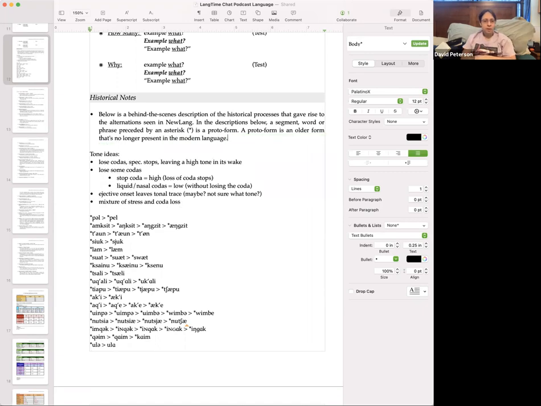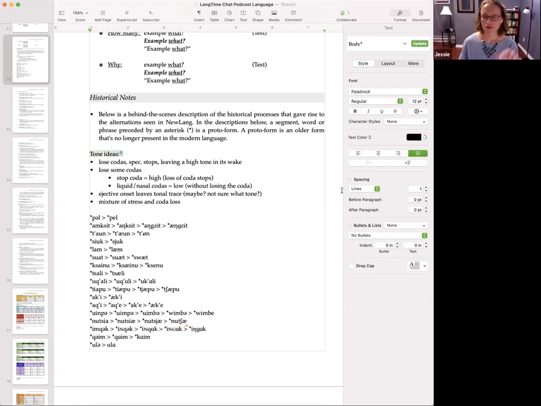Okay, so I want to look up, I just feel like the ejective onsets could do something with our tone. I just don't know what, but something that shakes it out from whatever the status quo is. I feel like it could do that. I'm just not sure. Okay, we're going to leave that note there.